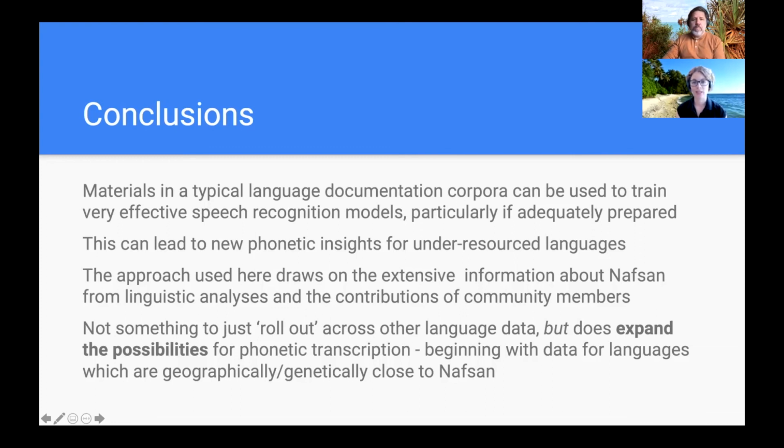And so what we can see so far, even just in these early stages of the work, is that materials in a typical language documentation corpus can be used to train very effective speech recognition models, especially if they're adequately prepared. And this can lead to new phonetic insights for under-resourced languages.